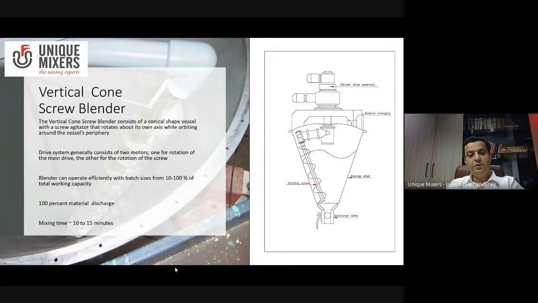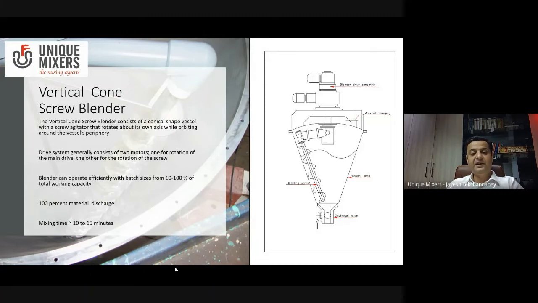A vertical cone screw blender, again, a convective blender working on the principle of convective motion. So here we have a vertical cone screw blender. It consists of a conical shaped vessel with a screw that rotates about its own axis while also orbiting around the periphery of the vessel. So it's basically an orbiting screw which orbits around the periphery of the vessel.